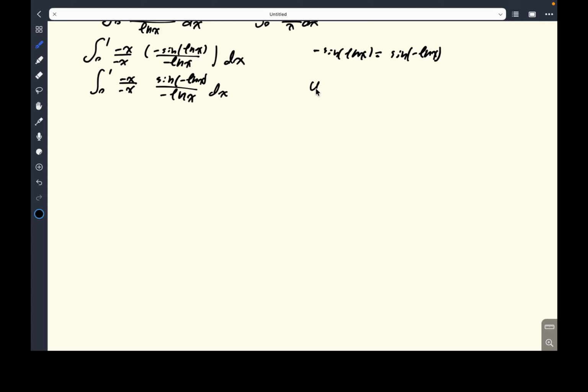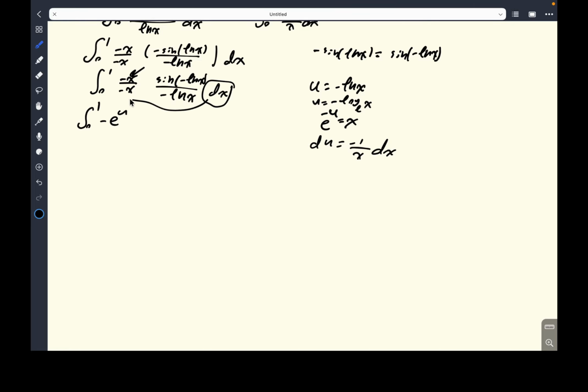What I'm going to do is define u to be negative ln x. Thus, u is negative log base e of x, and x equals e to the negative u. If I differentiate both sides, du is going to be negative 1 over x dx. If I now substitute all of them into my integral, I'm going to get negative e to the negative u, and this whole thing here is going to be du, and sine u over u du.